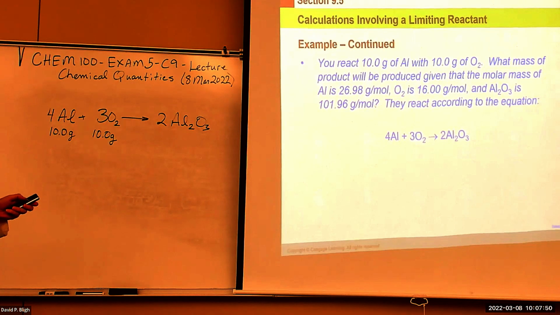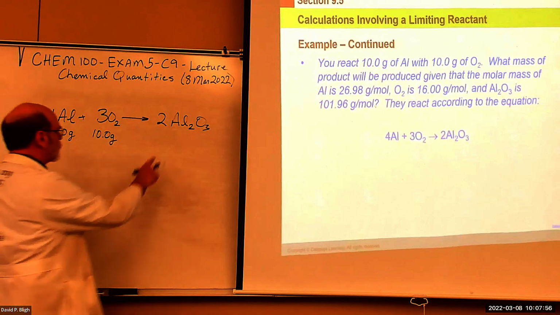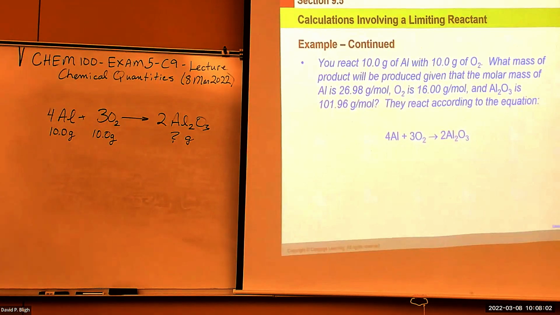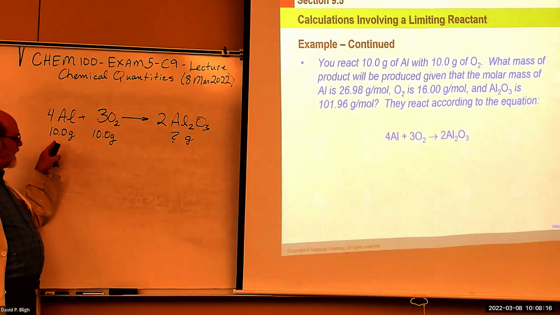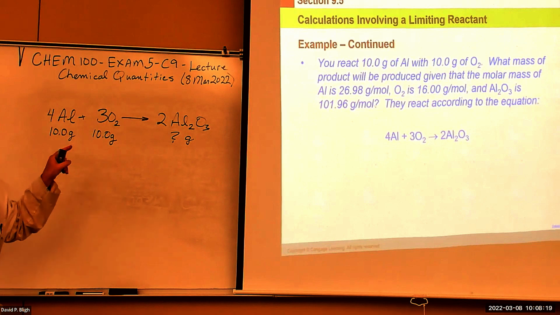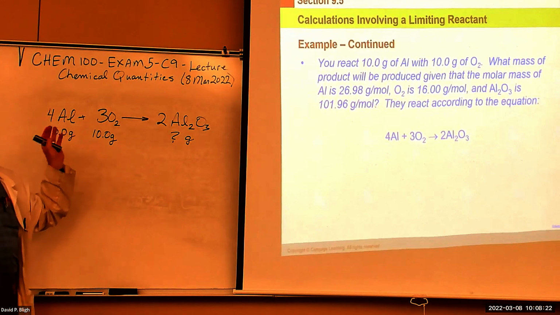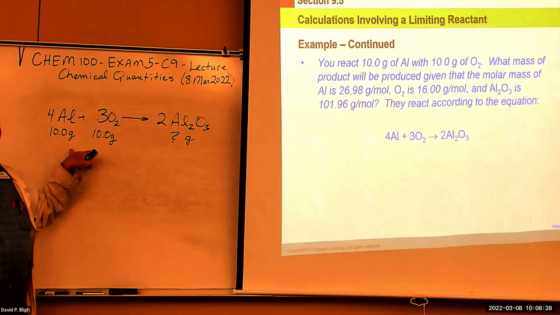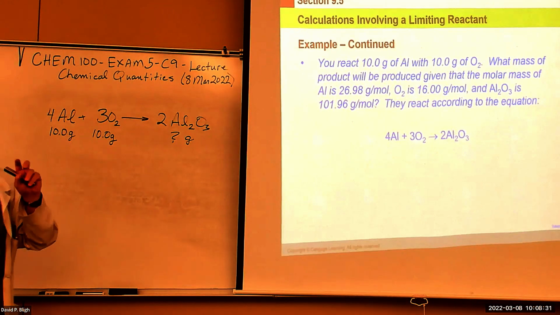So, what mass of product will be produced? So we want to know how many grams of that product are produced. The key to recognizing whether or not you have a limiting reactant problem, the first indicator, you're given absolute amounts of each of the reactants. In this case, there are 2 reactants. There could be 3 or 4 reactants. If you're given absolute amounts for at least 2 of them, you know that there's a limiting reactant in there.